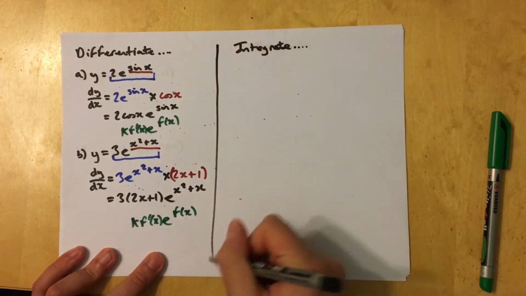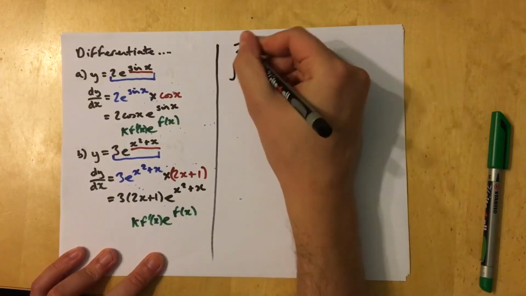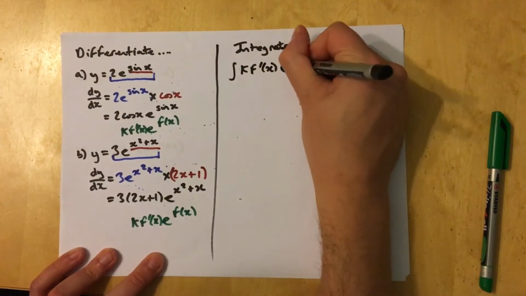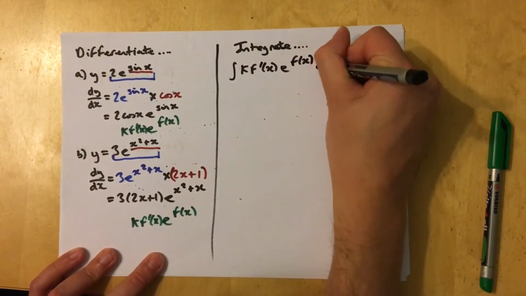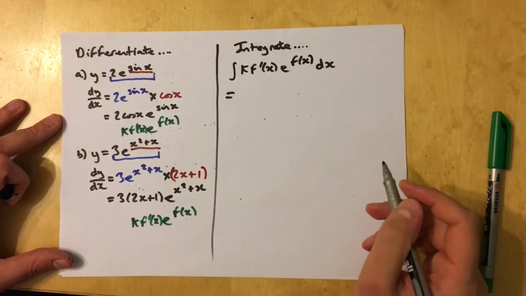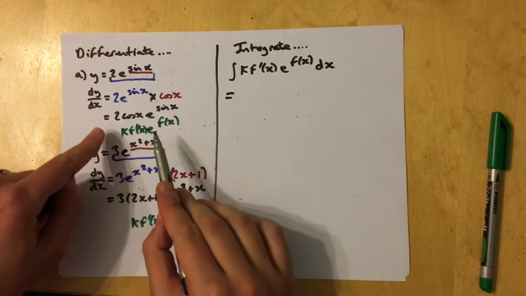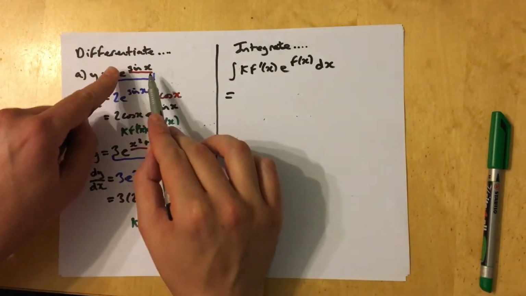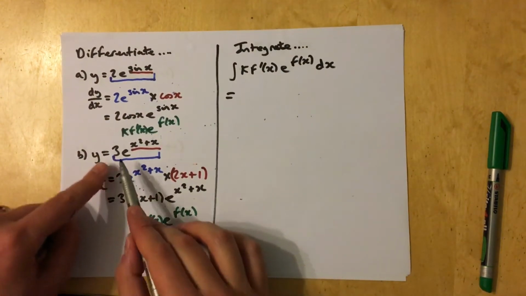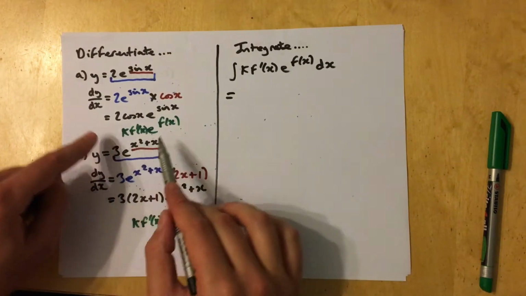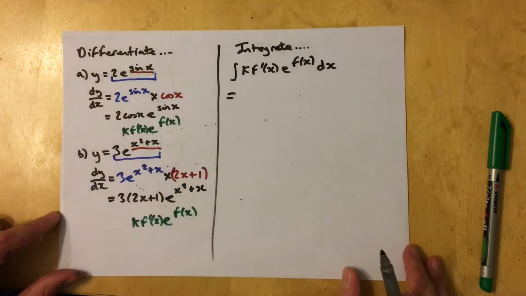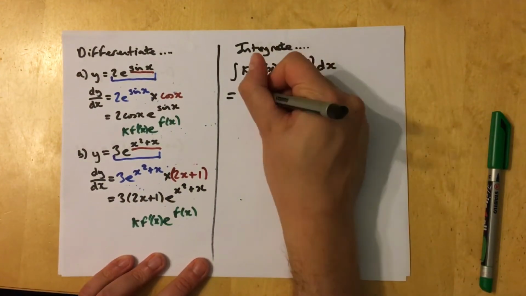So again, if we've got something that's written in this form, where we've got k f dash of x e to the power of f of x, and we want to integrate that with respect to x, basically we leave the function alone. If we have a look at what we've got here, when we differentiated, we ended up with the answer being replicated. There was something else going on, but we've still got the 3 and the e to the power of blah here. We've still got the 2 and the e to the power of sine x here. So that's been preserved. So actually when we go to integrate this, we leave it alone.